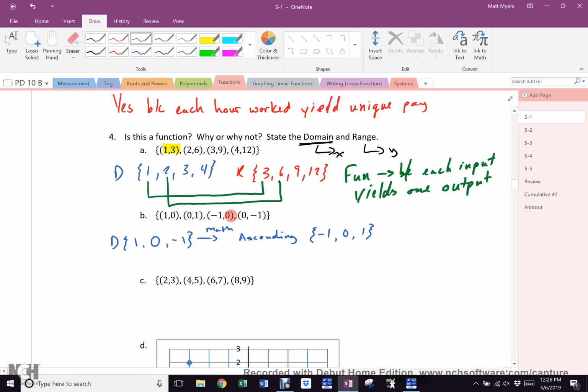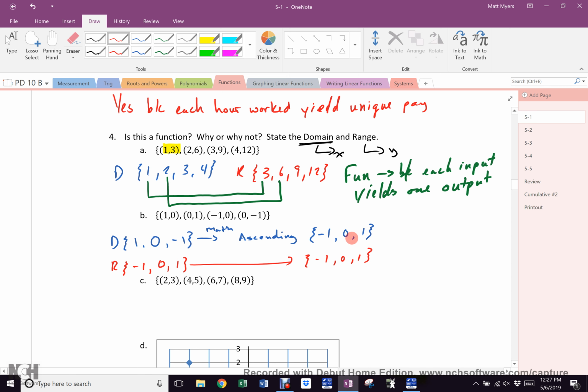Why don't I write 0 twice? Because it's just a value. I'm only looking for the elements, right? 0 is a value in the domain. Doesn't matter how many times it shows up. It's there. So I only need to count it once. Cool? So knowing what you know now, what is the range? Negative 1, 0 and 1, correct? Now, if I write that range properly, which we did this time, I end up with negative 1, 0, 1, correct?